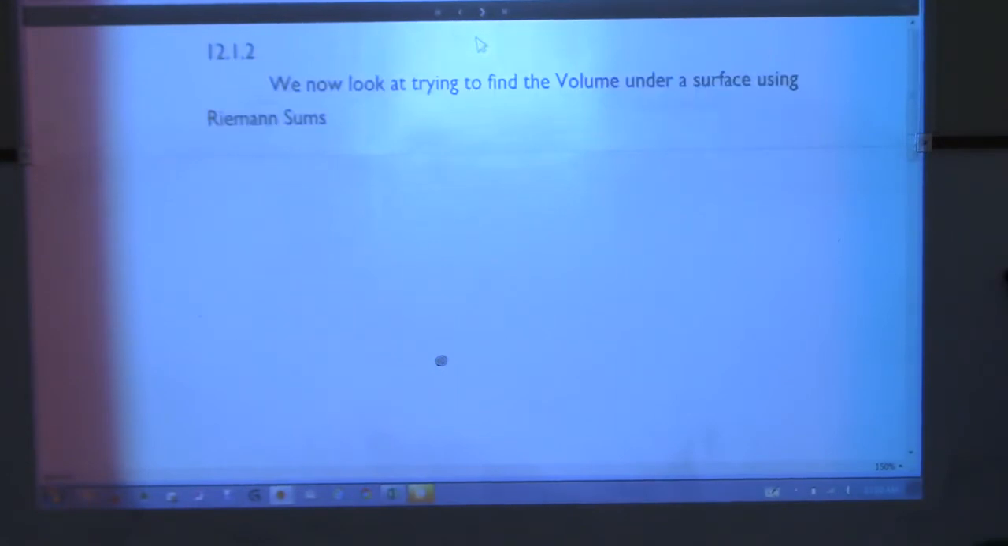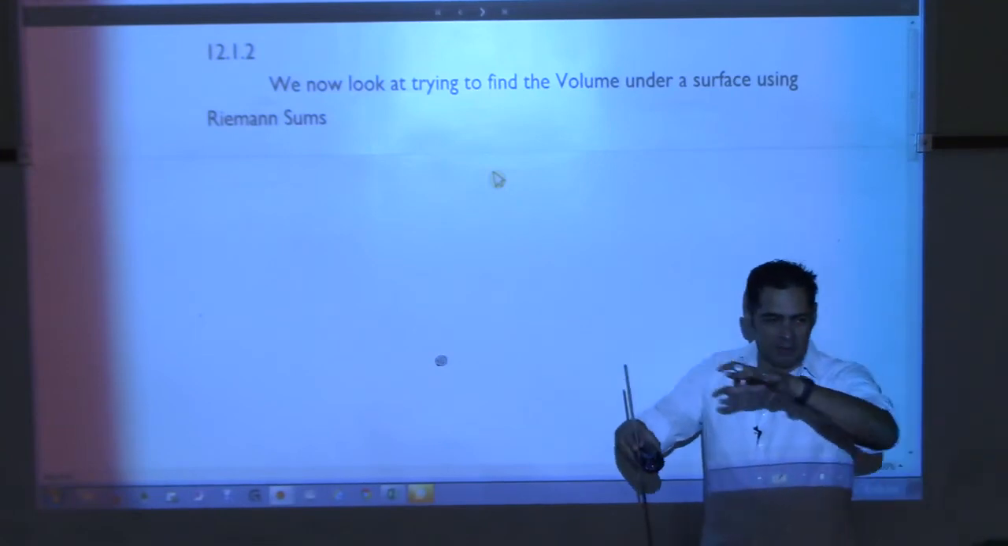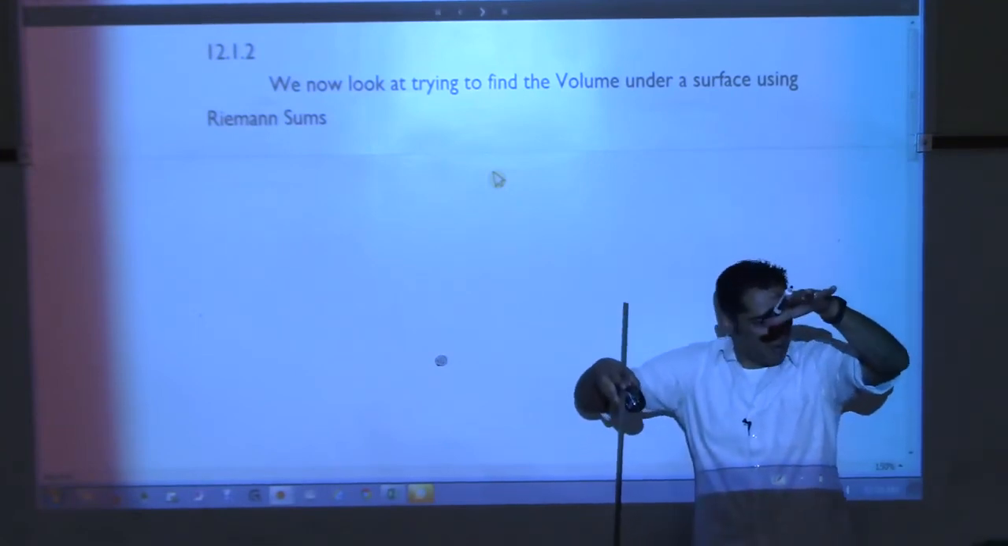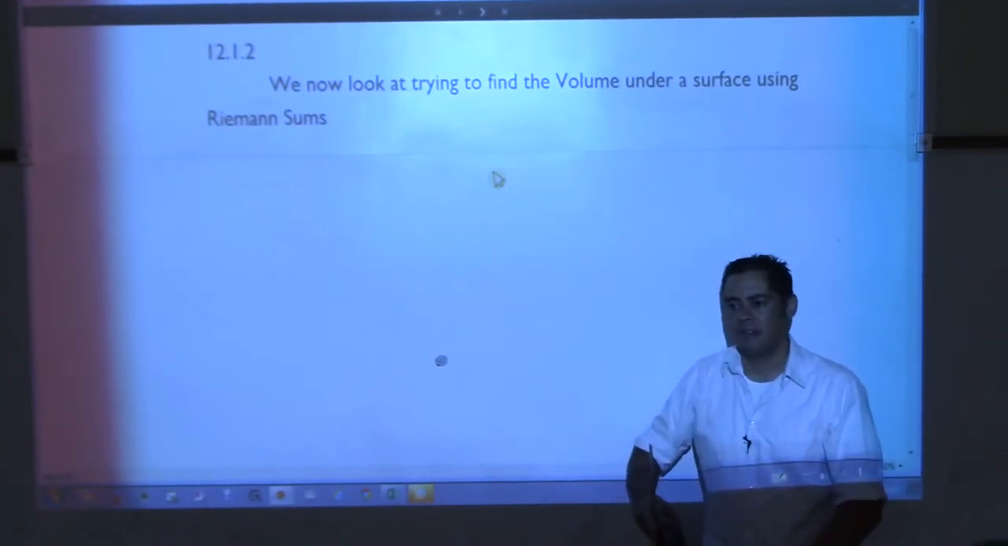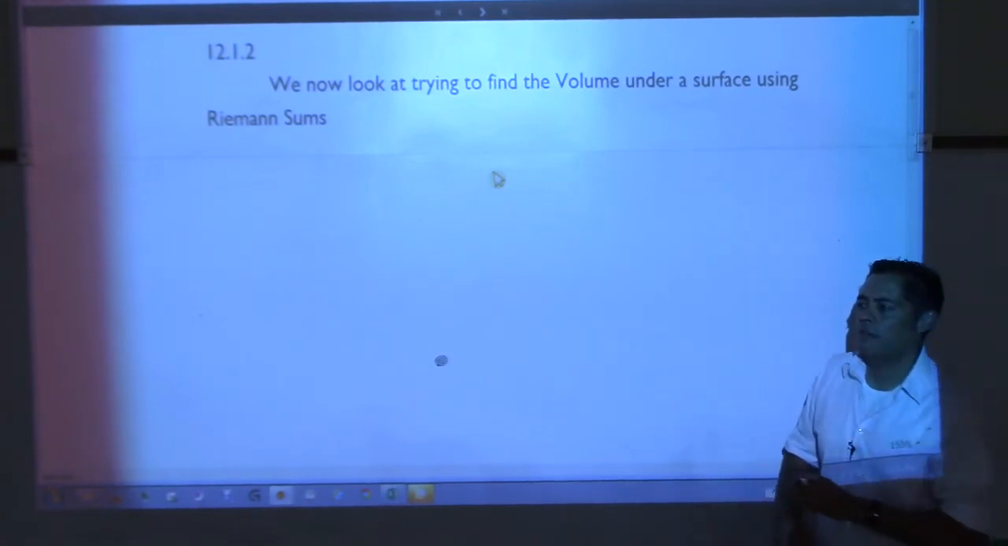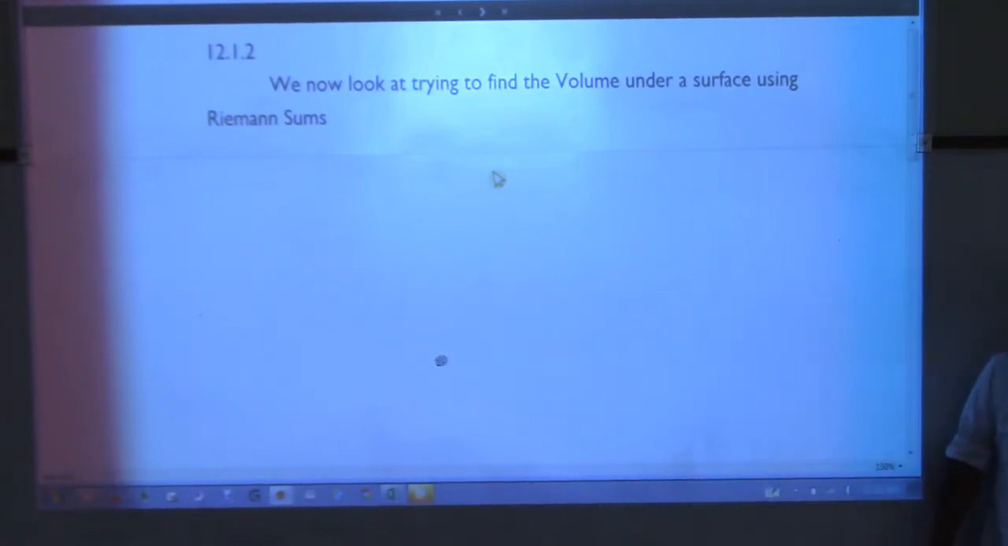We now try and look at trying to find the volume under a surface using Riemann sums. So let's say we have a surface, right? A three-dimensional surface, and we want to know the volume underneath that. How could we figure that out? Would we want to add up the area of rectangles?